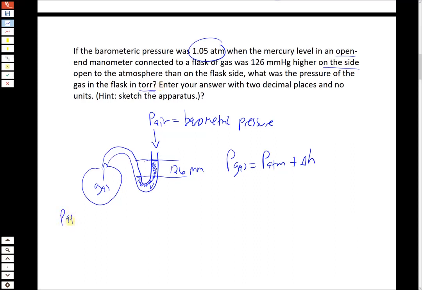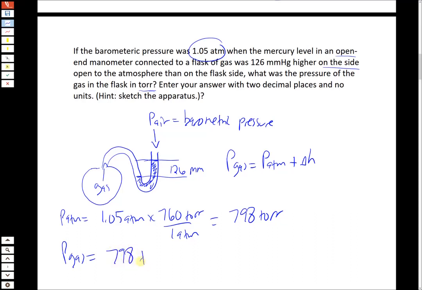So the atmospheric pressure is 1.05 atmospheres. We have to convert that to torr or millimeters of mercury first, so multiply by 760. So in torr, the atmospheric pressure is 798. And then the gas pressure is just going to be that, 798 torr, which is atmospheric pressure, plus the difference in height, which is 126 millimeters or 126 torr. Those two units, as we said, are equivalent. So we add 126 to that and get 924.